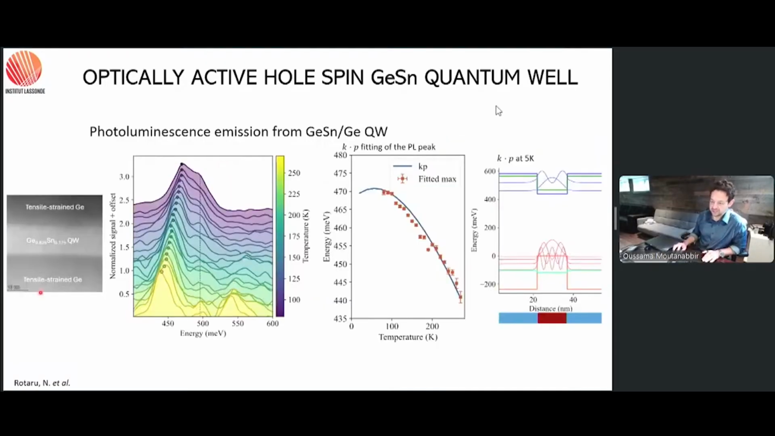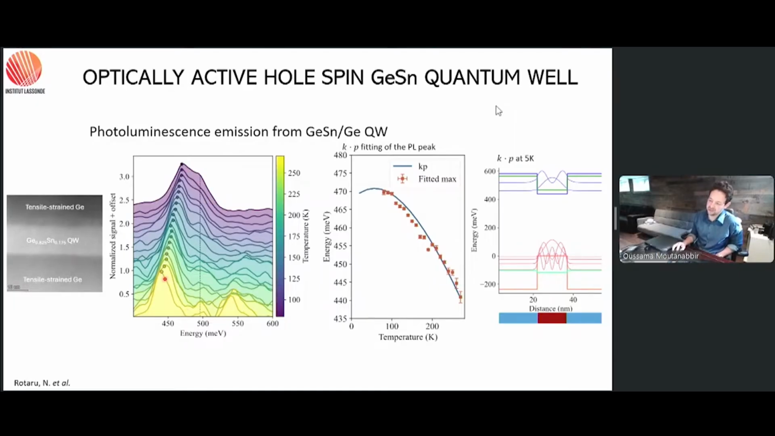This is exactly the same composition, 17%. What you see here is a room temperature emission. We have clear photoluminescence emission from these heterostructures around 450 millielectron volt. As we decrease the temperature, there is an increase in emission energy, as you expect from the band structure. Something that we still cannot understand is that there is an emission line that emerges as we cool down, and we are still trying to figure out where this comes from.